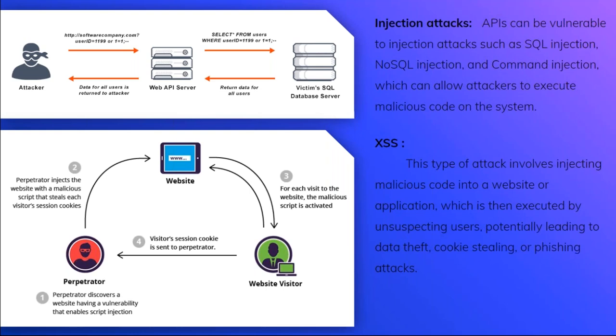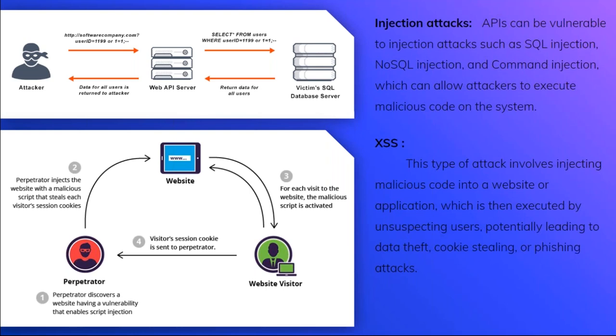I will explain about injection attacks. Injection attacks are common types of security vulnerability that can affect APIs. Injection attacks involve sending malicious data inputs to an application in order to manipulate the application's behavior and gain unauthorized access to sensitive data or functionality. There are several types: as I explained, SQL, XML, and command injections. I will specifically explain SQL injections.